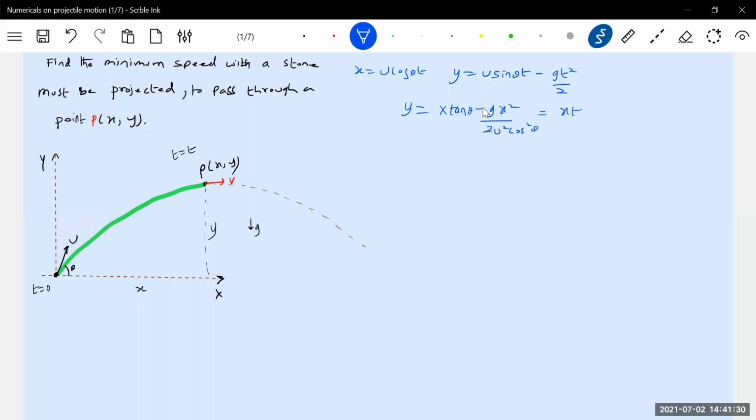This I will rewrite. 1 by cos square theta, I'll write it as secant square theta. Then y equal to x tan theta minus g x square by 2u square, secant square theta, which will become 1 plus tan square theta.